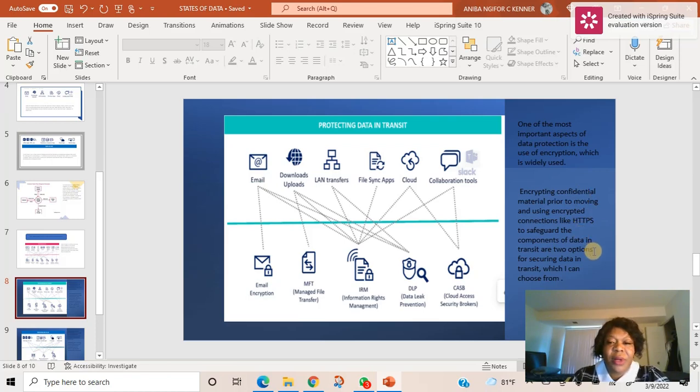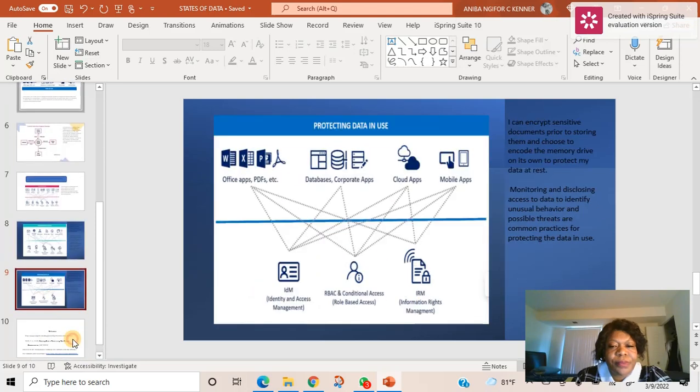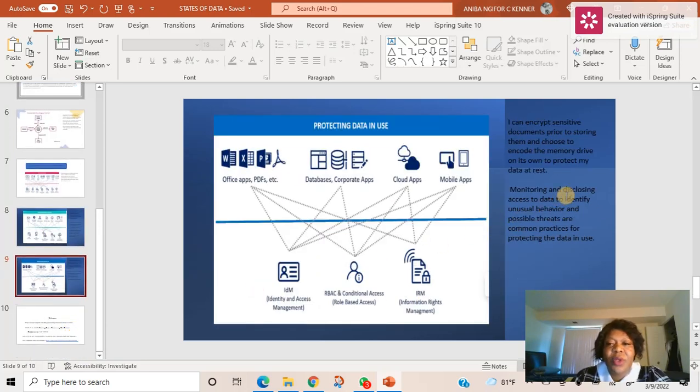Encrypting confidential material prior to moving it and using encrypted connections like HTTPS to safeguard data in transit are two options for securing data in transit, which I always use. I can encrypt sensitive documents before I store them, and I can also encode the memory drive on which I store on its own in order to protect data at rest. Monitoring and disclosing access to data to identify unusual behavior and possible threats are also common practices for protecting data.